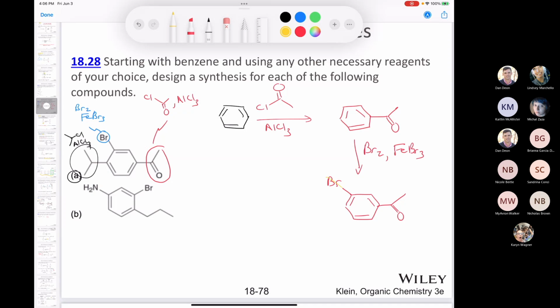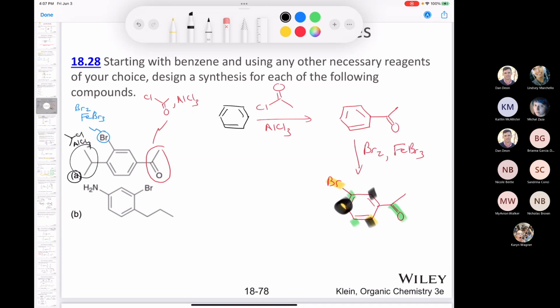But the bromine is an ortho-para director. So it's going to direct to this position and this position. And the acetyl group is going to direct to this position and this position. So the bromine is going to win. And it's probably going to direct more to this position than anywhere else, I would say. But you would still get a mixture, since it's going to direct to here, here, and here. So that would give you a lot of mixtures.